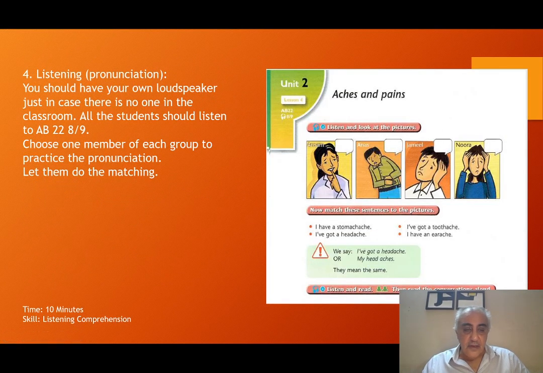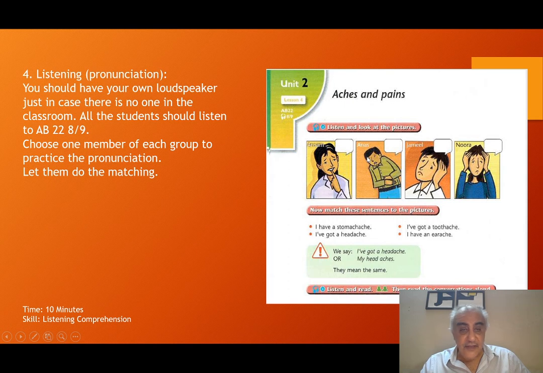Now, the last part is listening, because you are supposed to have some kind of CDs with the books, so please try to use them. You should have a loudspeaker just in case there is none in the classroom. You should have your own loudspeaker. Then you put it on this part, which is written here, AB22, and let them listen.